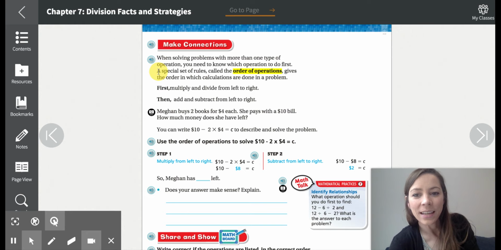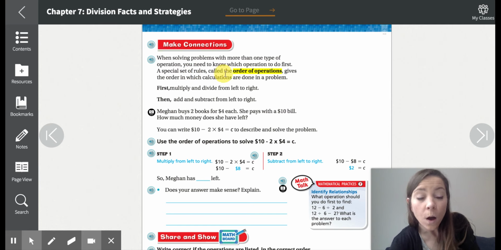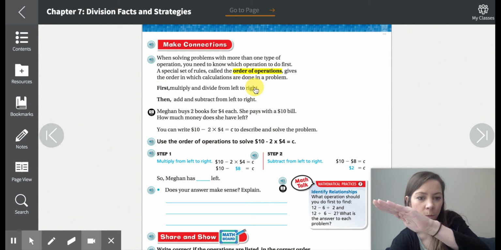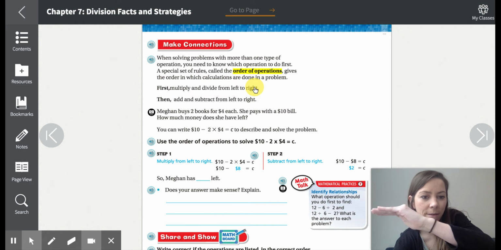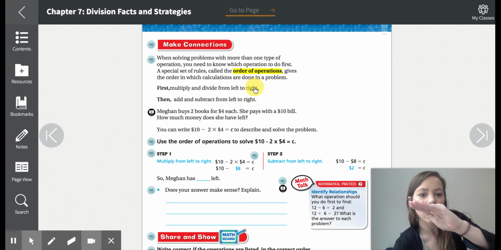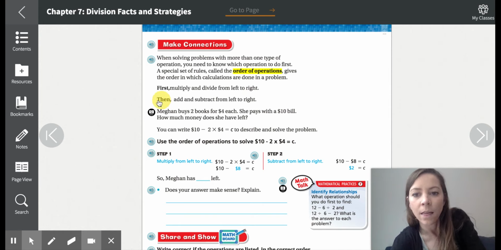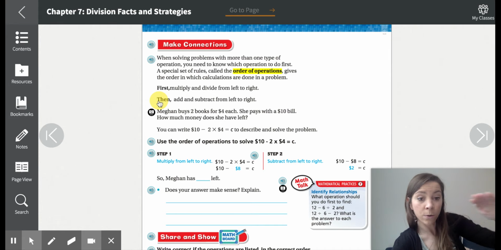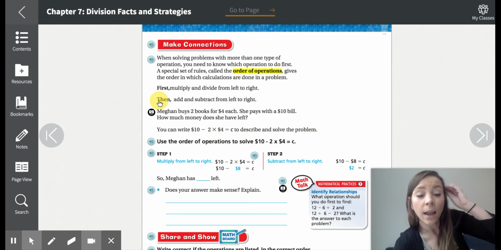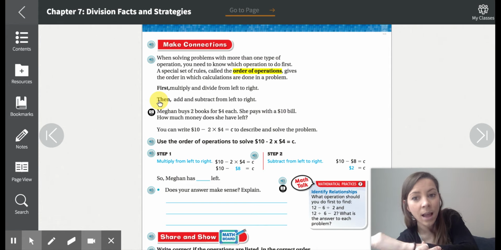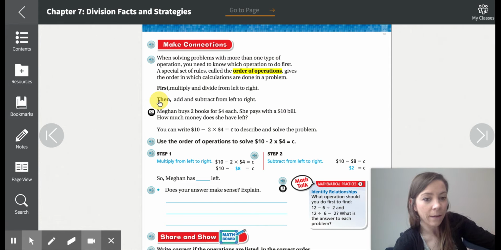Okay, so it says a special set of rules called the order of operations gives the order in which calculations are done in a problem. So the first step is you're going to multiply and divide from left to right, just like you're reading a sentence from left to right. You're going to start on the left and find any multiplication or division and solve them from left to right, okay? Then, after you've gone the whole road to see any multiplication and division, you're going to go back to the beginning and add and subtract from left to right.